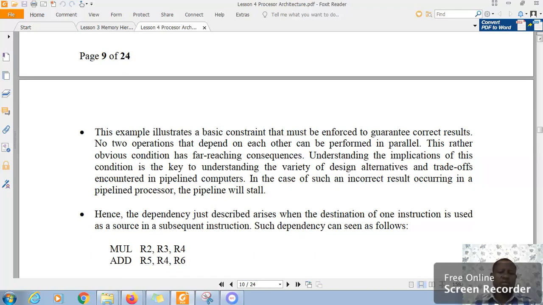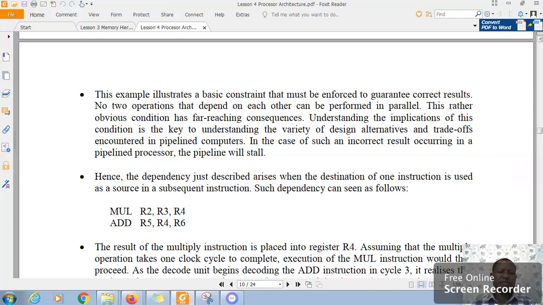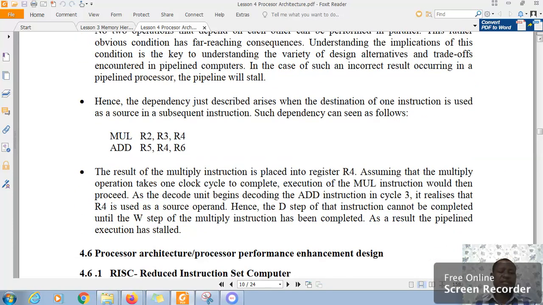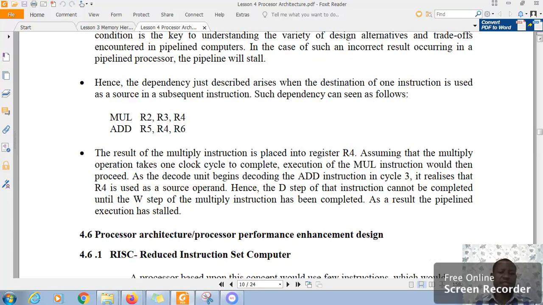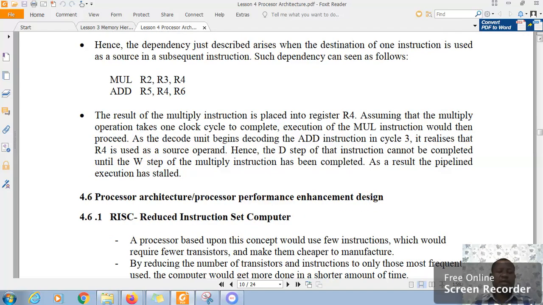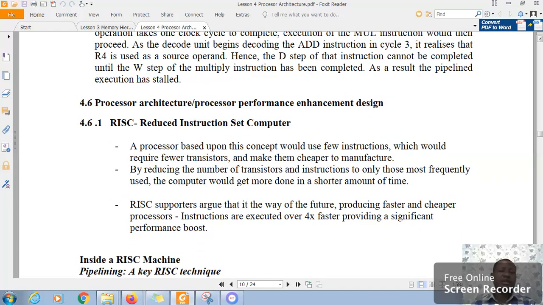So those dependencies can be avoided by the addressing we make, but sometimes it's inevitable. We have to go through those dependencies. I would like us to look at processor architectures and processor performance enhancement designs. So we have one that we call the reduced instruction set computer, and another one which is called the complex instruction set computer. The reduced instruction set computer is designed to be very fast.